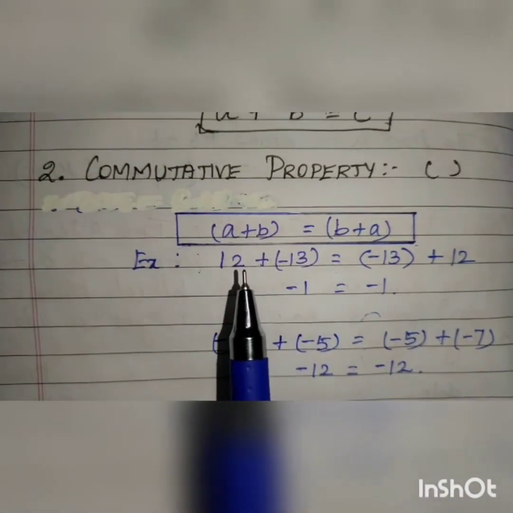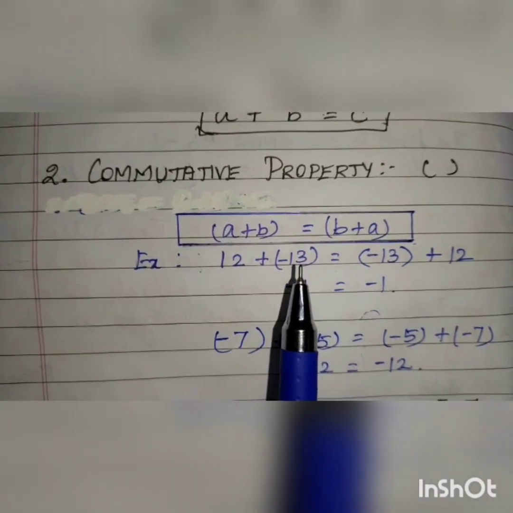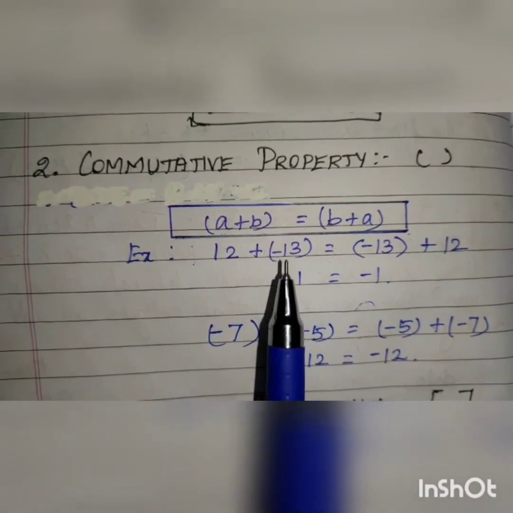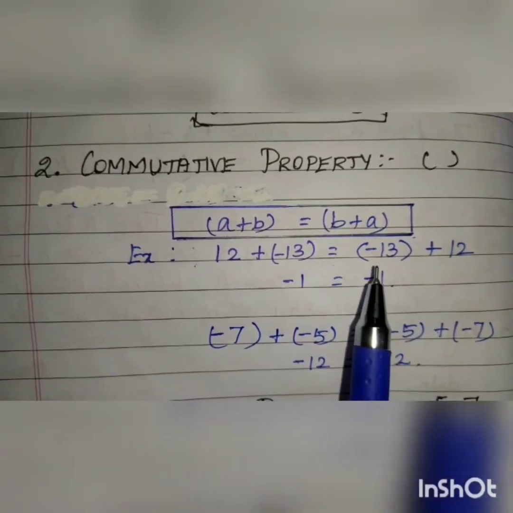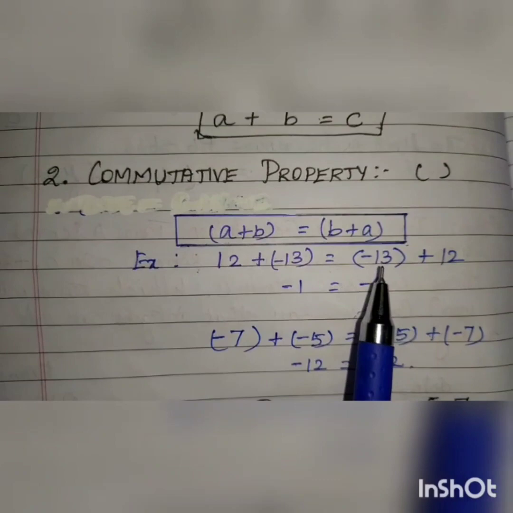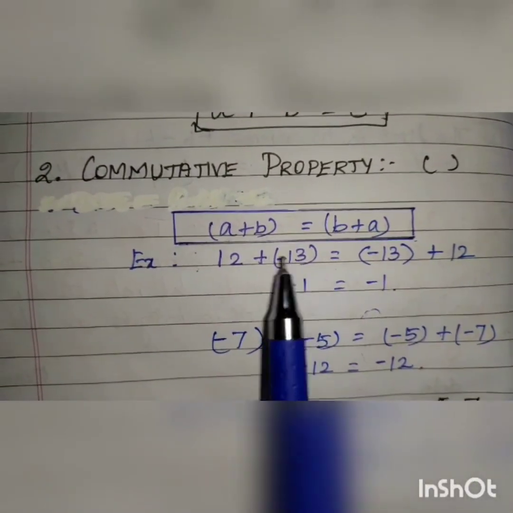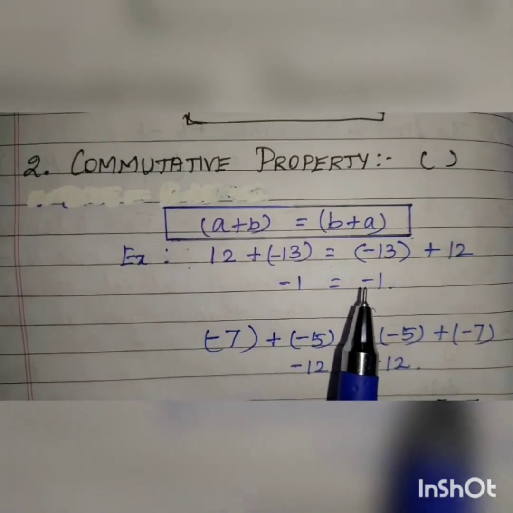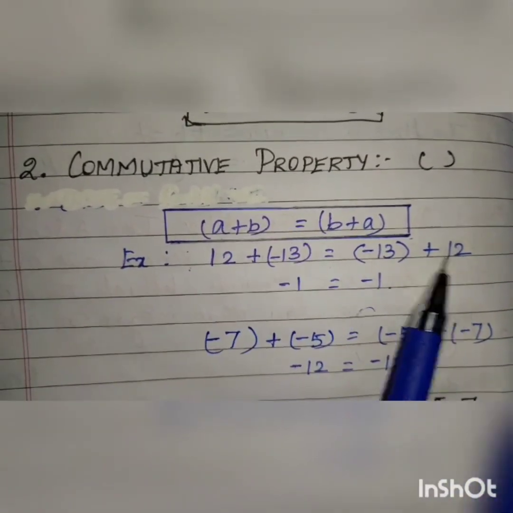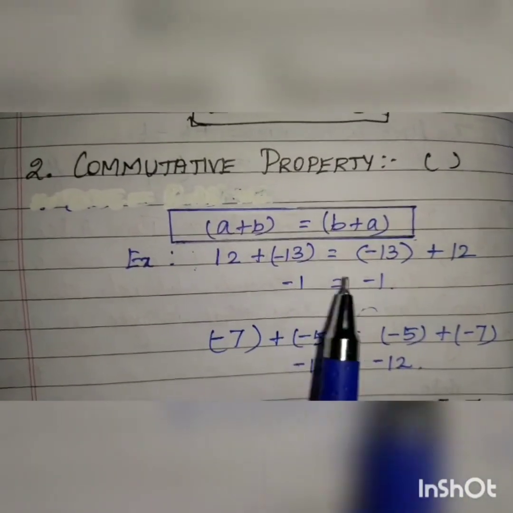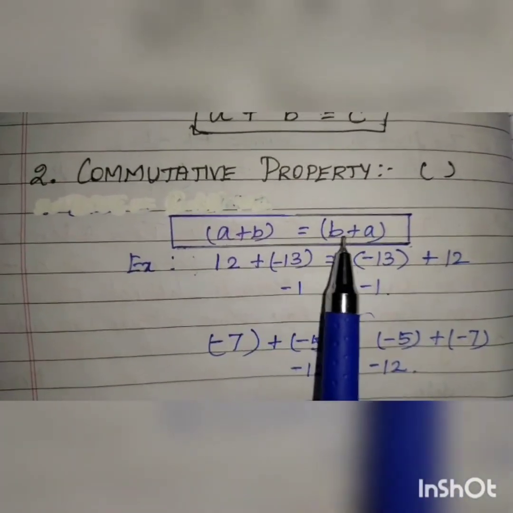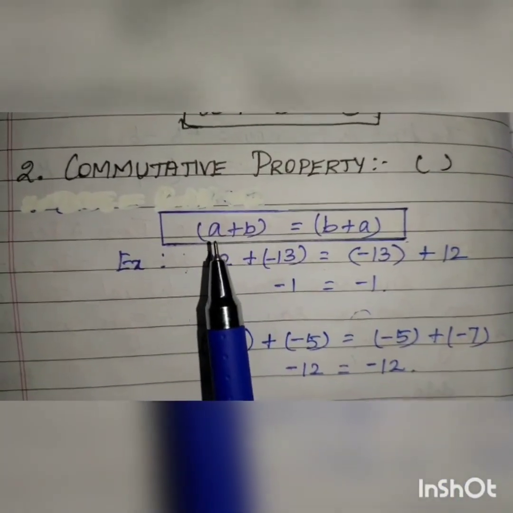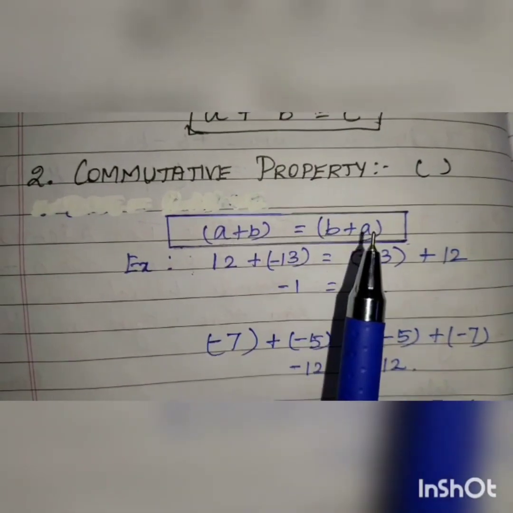Here I have taken two numbers: one is 12, another one is minus 13. Listen, 12 plus minus 13 is minus 1. Then on this side I change and write the numbers: minus 13 plus 12. Here also I get minus 1 as the answer. So even if the order of the numbers is changed, the answer will be the same. A plus B equal to B plus A. 0 plus 2 is 2, and 2 plus 0 is also 2.